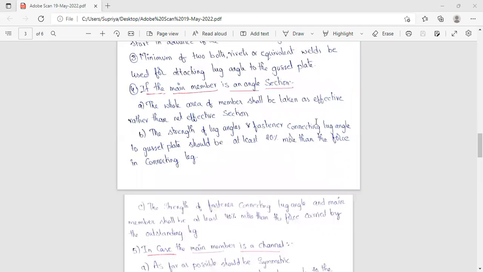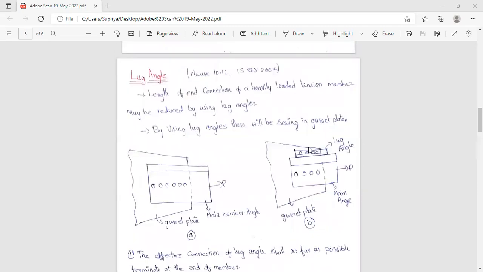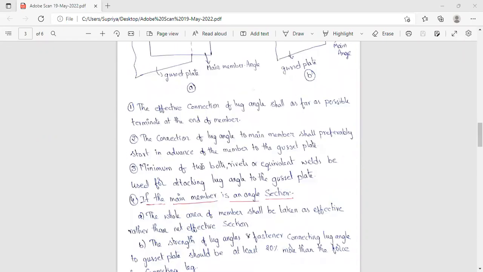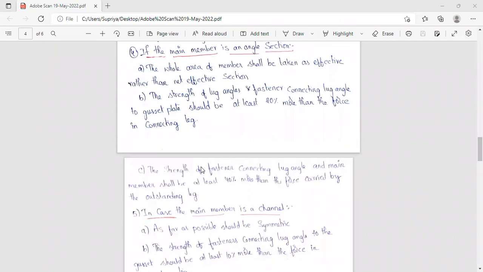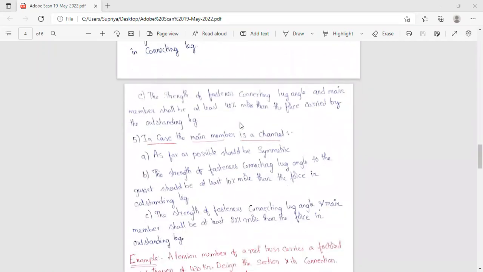Okay, so what is a lug angle? In order to decrease the length of the connection between the gusset plate and the main member, we are introducing the lug angle. And with the lug angle, we will make three types of connection. In those three types of connections, when we use different types of sections, what is the strength we have to consider? All that we have discussed.